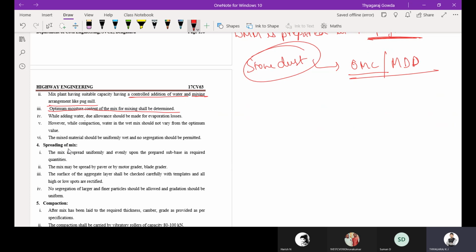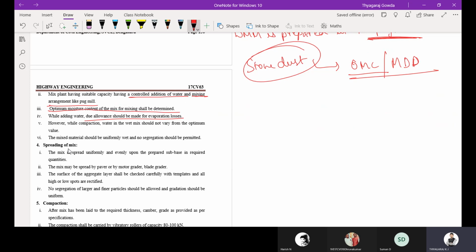While adding water, due allowance should be made for evaporation losses. In the trucks you can observe that some evaporation losses will occur because of exposure to the atmosphere, there will be a loss of moisture content. Those losses can be avoided by adding extra water.